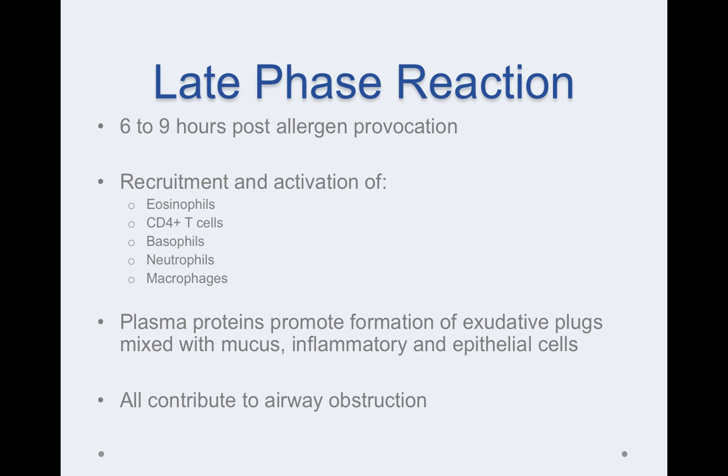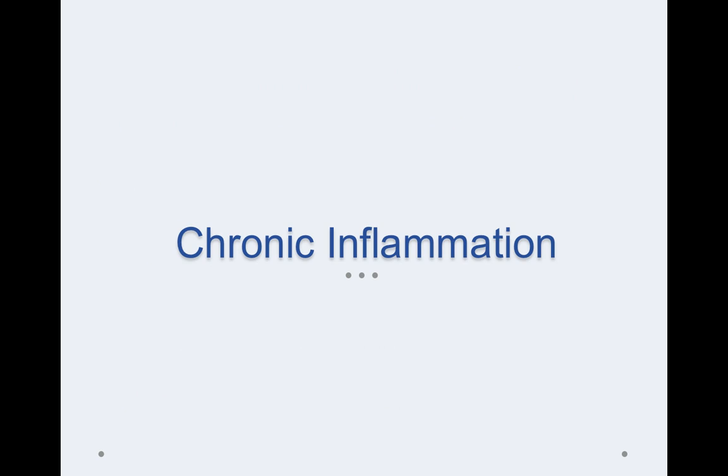A late phase reaction typically occurs 6 to 9 hours post-allergen provocation. This involves the recruitment and activation of several cells and inflammatory mediators, including eosinophils, CD4 T cells, basophils, neutrophils, as well as macrophages. Plasma proteins also promote the formation of exudative plugs mixed with mucus, inflammatory, and epithelial cells. All of these factors contribute to airway obstruction. Airway inflammation has been demonstrated in all forms of asthma. Both central and peripheral airways are thought to be inflamed.